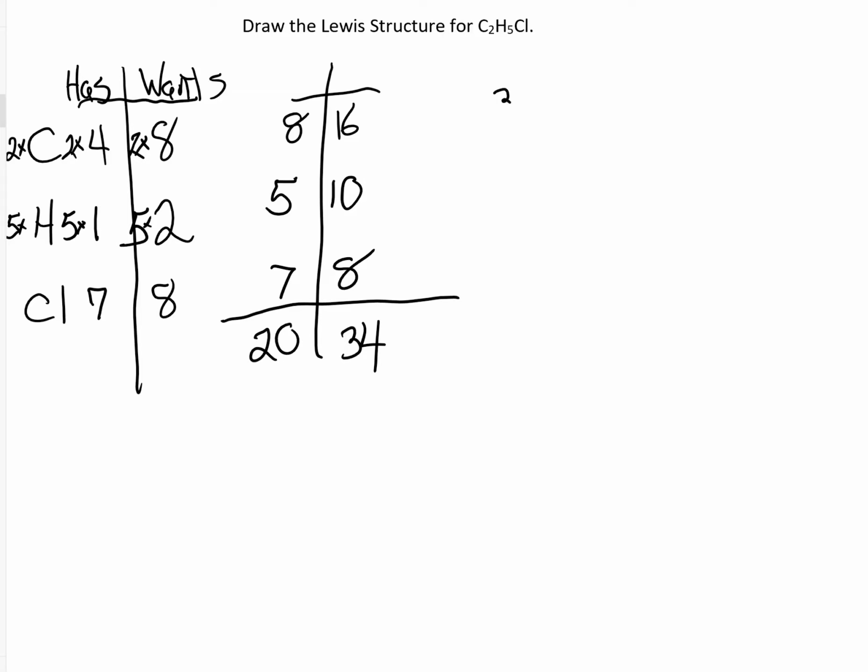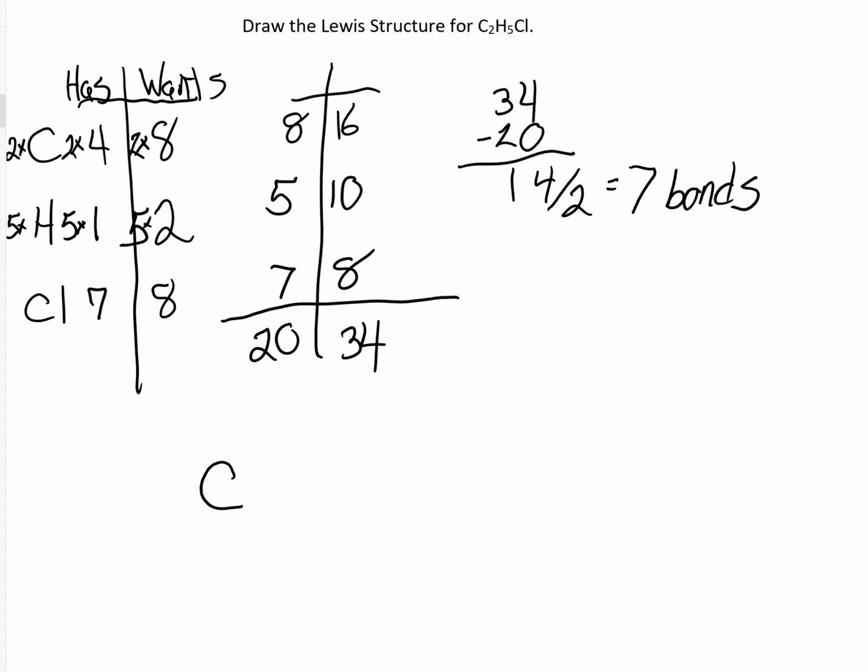So 34 minus 20. Well, that gives us 14 electrons. And it takes 2 electrons per bond, so we need 7 bonds. Now, just like we've done before, we always use our least electronegative element first as the central atom. In this case, that's going to be carbon. So we're going to start with a carbon.